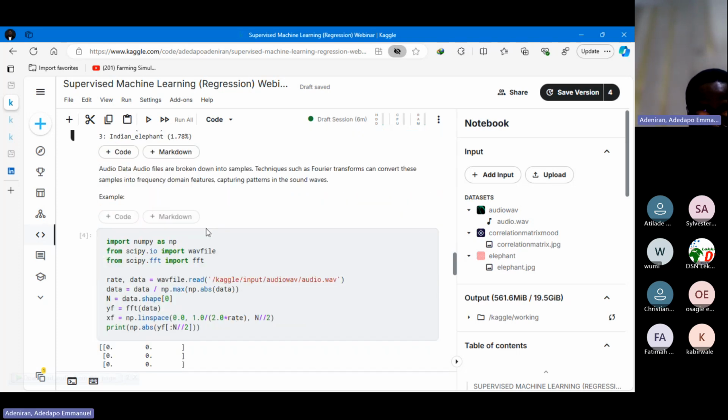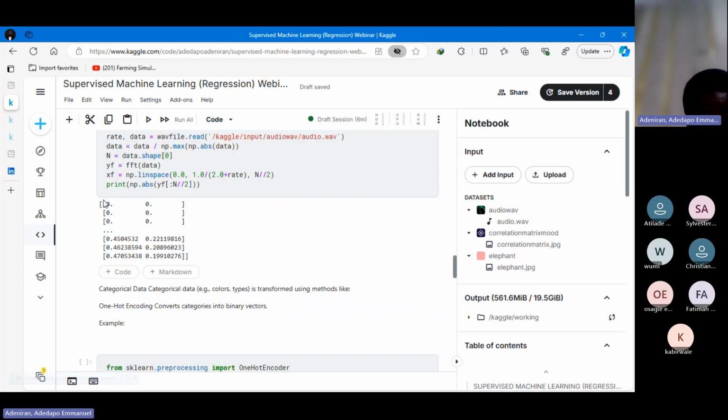So moving on, audio data too are also broken up into samples, as I explained in our previous lessons, and they use techniques such as the Fourier transform to convert samples into frequency domain features that capture the patterns in the sound wave. So this is the audio, it's just a simple sound that it is making. When you print it out, you can see how it's being represented in numbers. This is how audio is being represented in numbers. So when you are talking about audio, this is what the computer sees in the background.